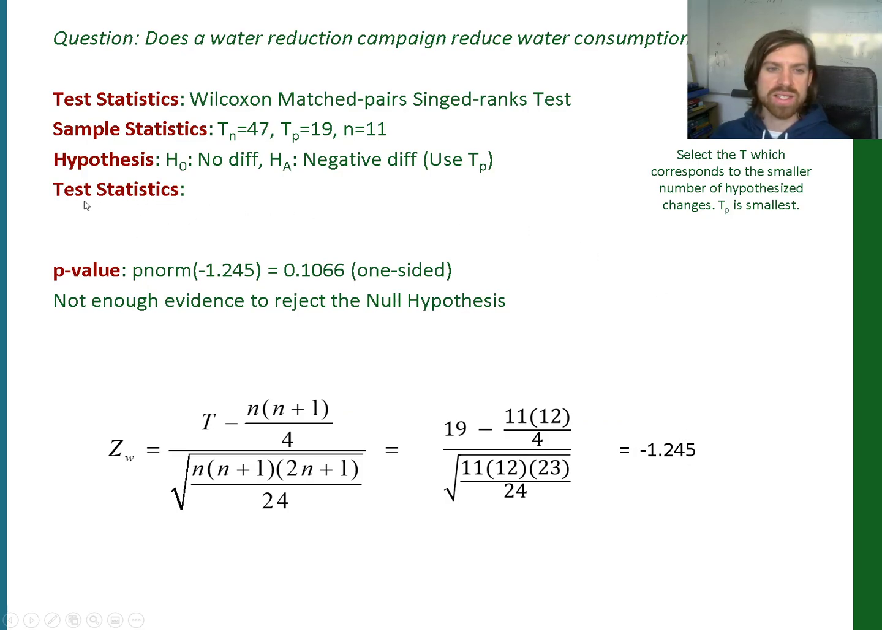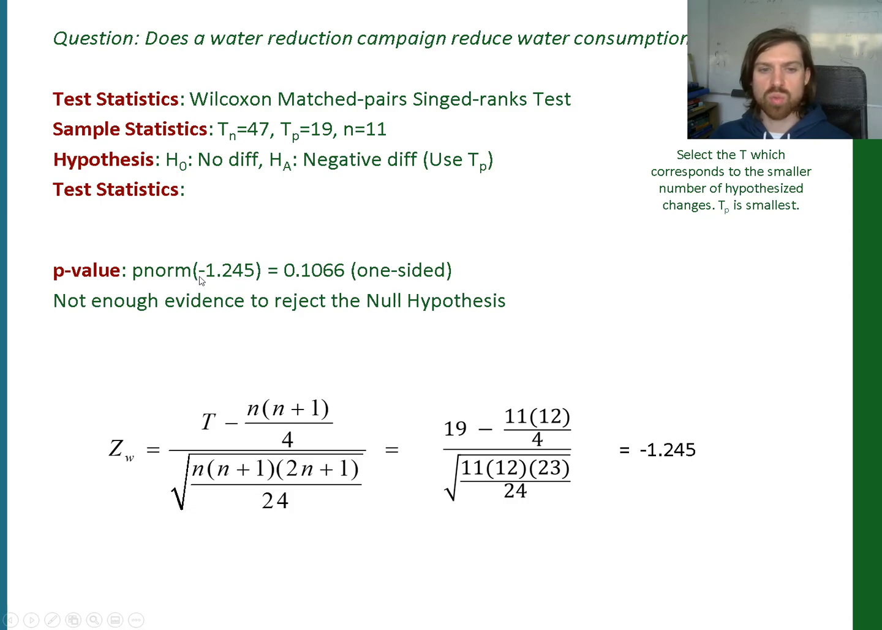So how do we calculate the test statistics? Well, we need to input our data now into the equation which I gave you previously. So we want to get ZW, which means that we need to use the right T statistic, which here is 19, so for TP. And then we need to input the sample size, which is 11, and then run that all the way through this particular example, okay? And then what we get as a result, the ZW value is minus 1.245, okay?